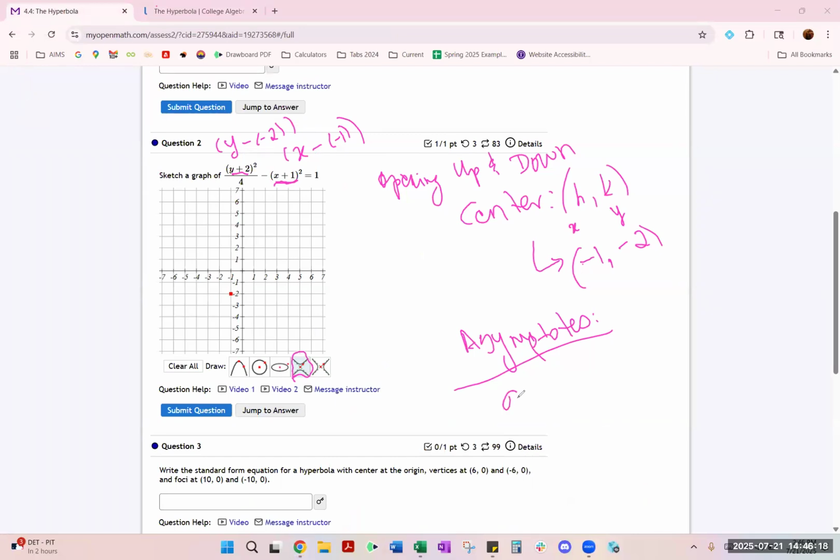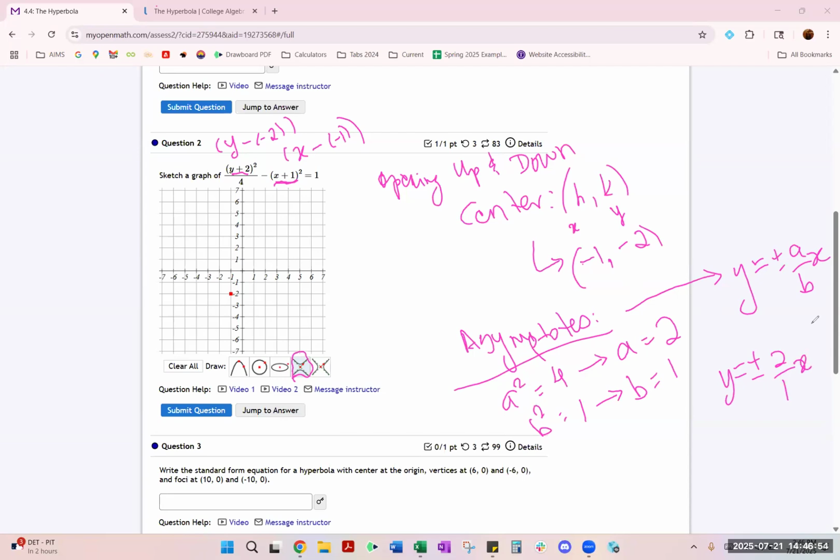So using that, we want to see what the A and B values will be for this equation. You can see our A squared is the denominator of the Y, which is 4. So A is the square root of 4, which is 2. For B squared, underneath the X value there is actually no denominator, so that's understood to be 1, and the square root of 1 is 1. So for the equations of our asymptotes, where you have the general form plus or minus A over B times X, you can think of these equations as plus or minus 2 divided by 1x, right?